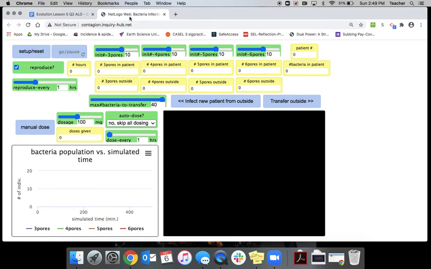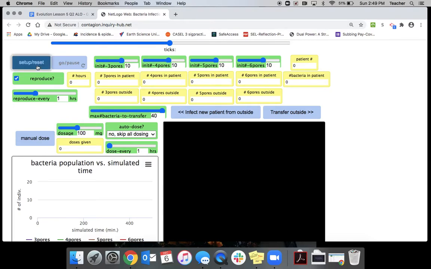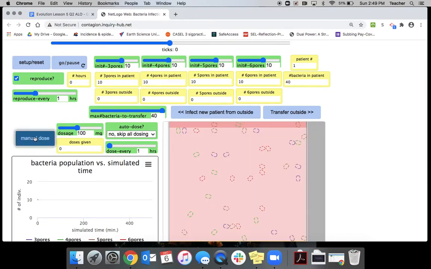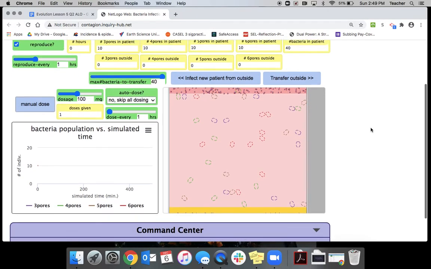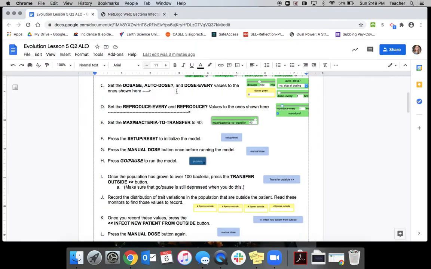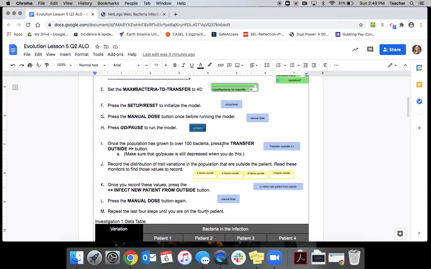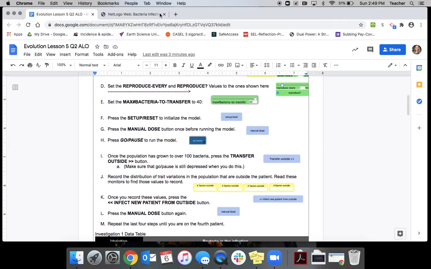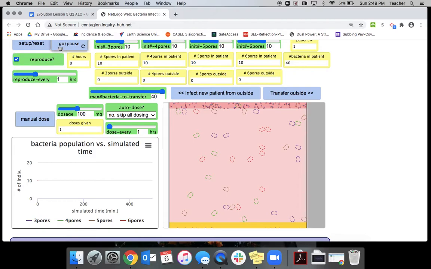And so I'm going to go to the simulation. You can see 10 of each of the 4 variations, reproducing every 1 hour with 100 milligrams of the antibiotic. So I'm going to hit setup, and then I'm going to load up a dose. So we're going to dose them right away, and then make sure that we're good to go. All right, and then we're going to let this simulation run.